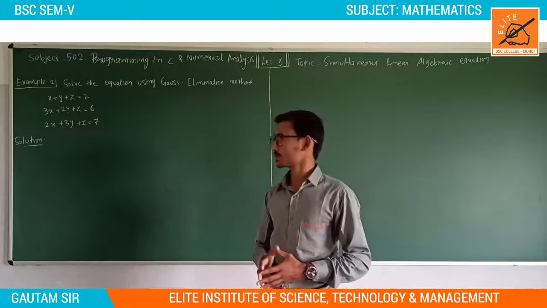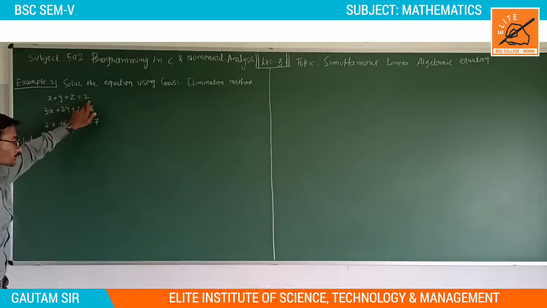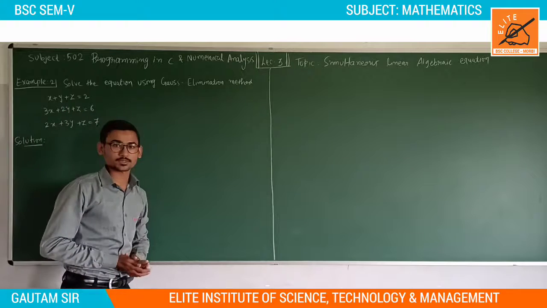Now the second example is x plus y plus z is equal to 2, 3x plus 2y plus z is equal to 6, 2x plus 3y plus z is equal to 7. These are simultaneous linear equations. So we want to find the values of the variables x, y, z using the Gauss elimination method.